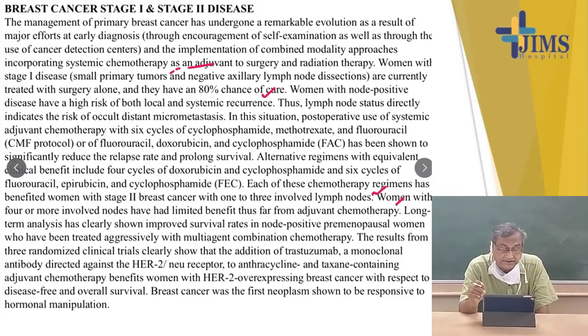The results from 3 randomized clinical trials clearly show that addition of trastuzumab, a monoclonal antibody directed against the HER2/neu receptor, to anthracycline and taxane containing adjuvant chemotherapy benefits women with HER2 overexpressing breast cancer with respect to disease-free and overall survival. Breast cancer was the first neoplasm shown to be responsive to hormonal manipulations.